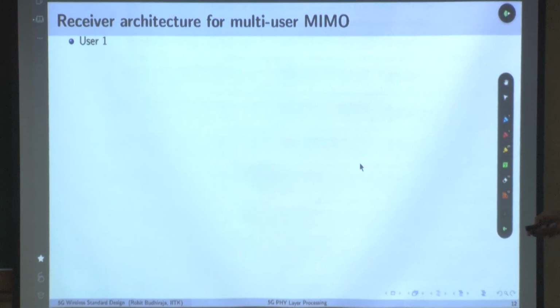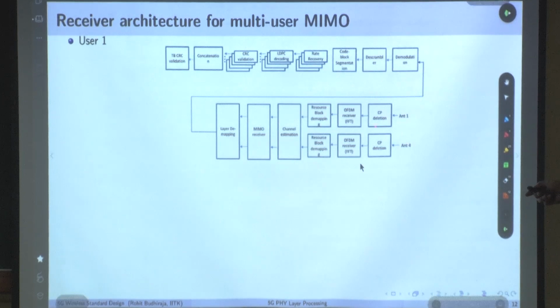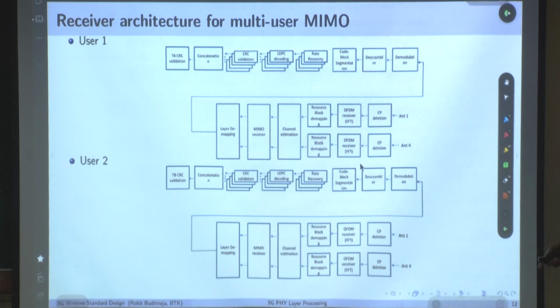So what will happen at the receiver? User 1 knows where its channel is, where its data is coming. What are we assuming? We are assuming that there are multiple users with 4 antennas each, okay. It gets the signal from 4 antennas, does this processing, it knows where its data is, designs the MIMO receiver, does layer demapping and feeds it back. It gets it, validates its CRC. User 1, user 2, right, okay. Each one of them is able to do this because each one of them has access to all the digital signals from all the antennas, right, okay.